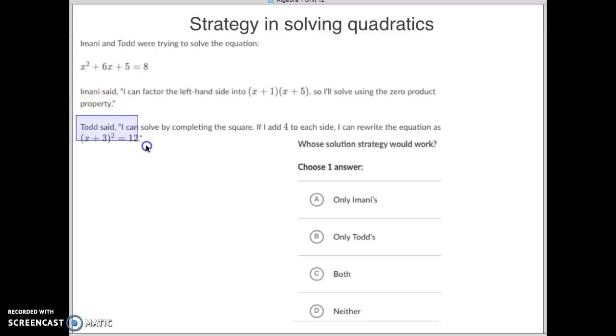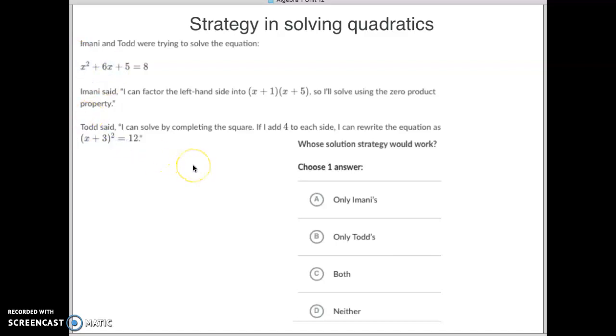Now, Todd, on the other hand, says I can solve this by completing the square. If I add 4 to each side, I can rewrite the equation as this. So Todd says he can isolate this portion of it. Half of 6 would be 3. 3 squared would be 9. So this new number would have to become 9. 5 plus 4 is 9. So if you add 4 to this side, you would add 4 to this side to become 12. That is true. And then half of this number right here is 3. So that's the number he puts in here.